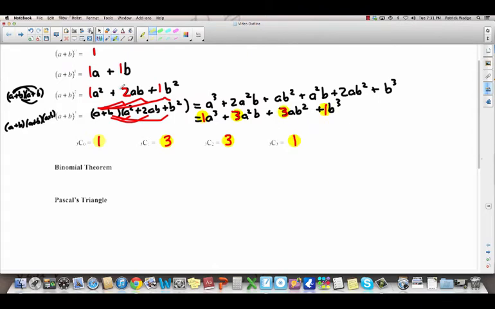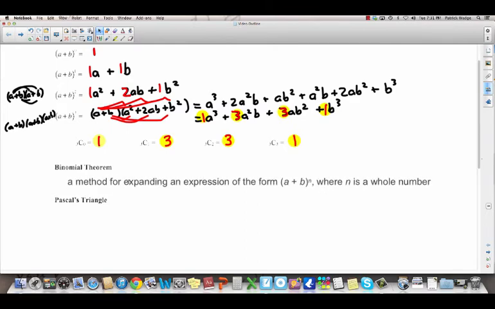And in fact, all these coefficients here, we can get them all by using something called Pascal's triangle or using the binomial theorem. So what's the binomial theorem? It's a method for expanding an expression of the form a plus b to the nth power. In other words, expanding a binomial, where n is a whole number.